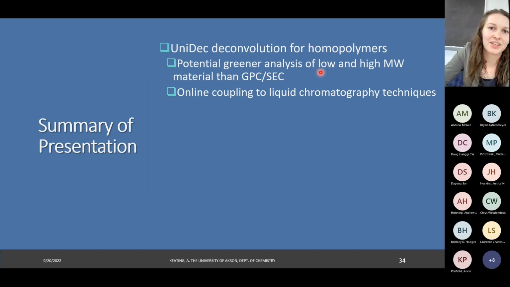I talked about it being greener, but as Brian brought up, you guys are much more advanced in your separation techniques than we might have here. So it could be something that's also coupled to GPC and SEC to validate the masses obtained from those techniques.